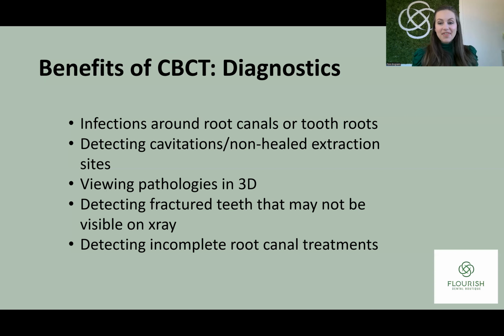Fractured teeth are incredibly difficult to see on a 2D X-ray. It's only the fractures that are at a very specific angle, basically perpendicular to the angle of the X-ray, that are able to be seen on a 2D X-ray. Whereas a fracture on a cone beam CT is much easier to see because you can manipulate that image in all different directions. We can also detect root canal treatments that might be incomplete.